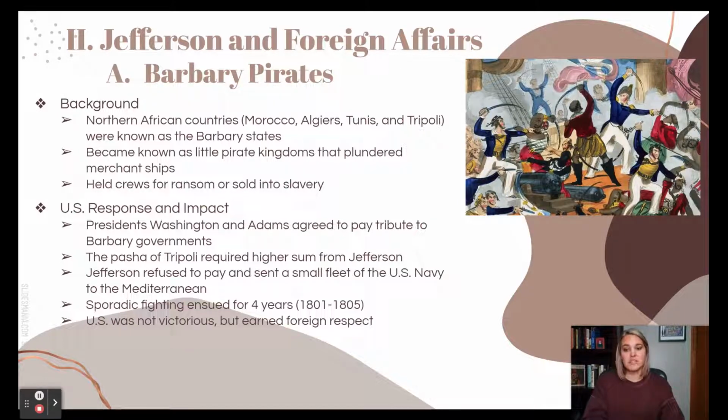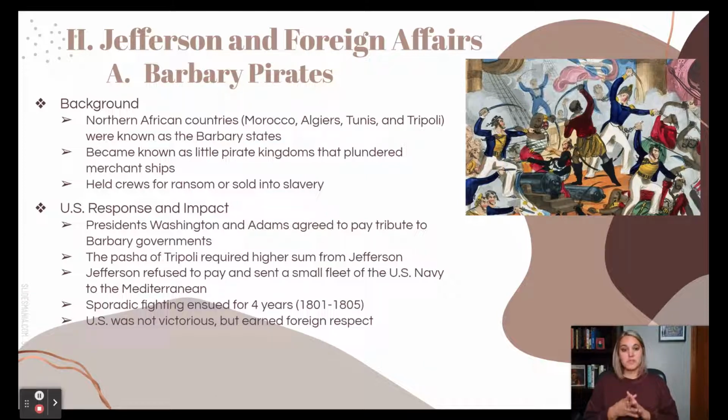And so European countries, to avoid these ransom charges, would pay tribute to these nations, and then that country's ships would not be attacked by the pirates. So Presidents Washington and Adams had agreed to that same process of paying tribute. However, when Jefferson came into power, the leader of Tripoli had required a higher sum than Jefferson wanted to pay. And so he refused and actually sends the military. And so this is a departure from the foreign policy that had been done by Washington and Adams.